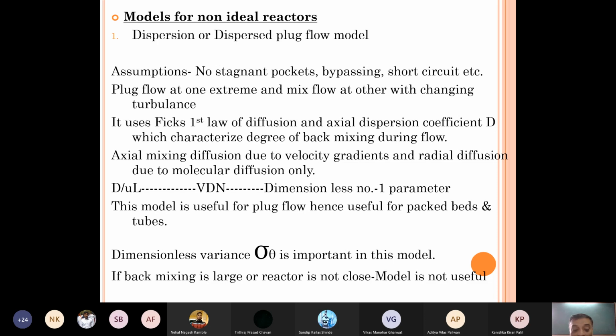Even this model is not useful when the reactor is not closed. Let me tell you again, what does closed mean? It does not mean a sealed reactor. A reactor in which input is by plug flow and output is by plug flow is known as a closed reactor. You're getting or not? So if the reactor is not closed, or if back mixing is there, this model is not useful.